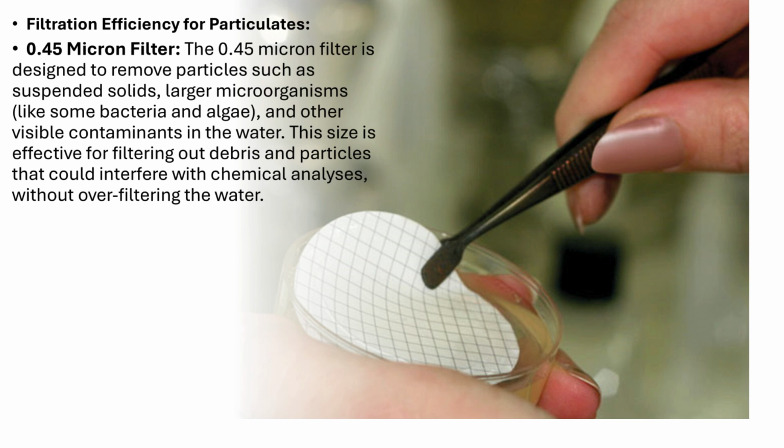First point is filtration efficiency for particulates. 0.45 micron filter. The 0.45 micron filter is designed to remove particles such as suspended solids, larger microorganisms, like some bacteria and algae, and other visible contaminants in the water. This size is effective for filtering out debris and particles that could interfere with chemical analyses without overfiltering the water.